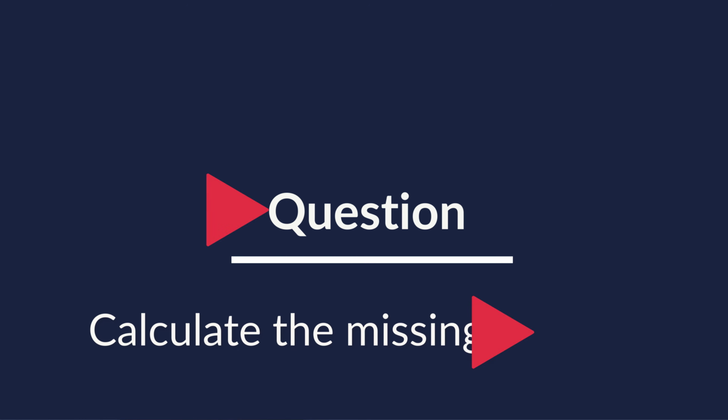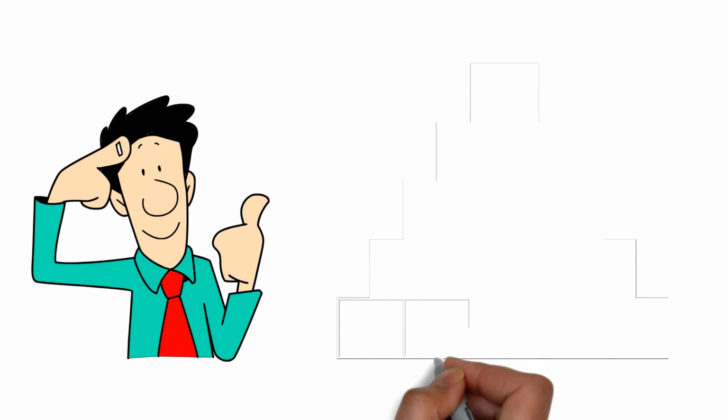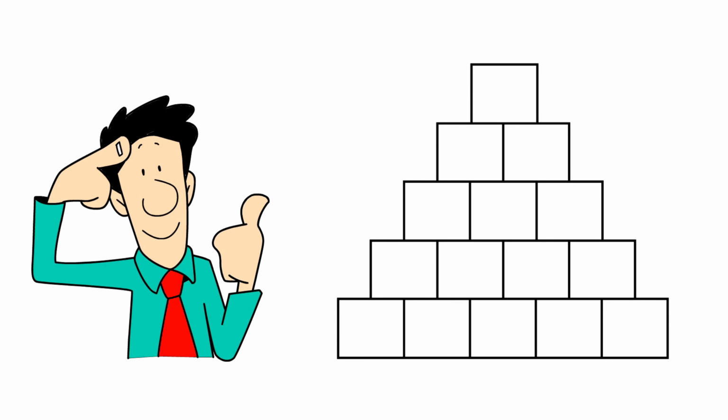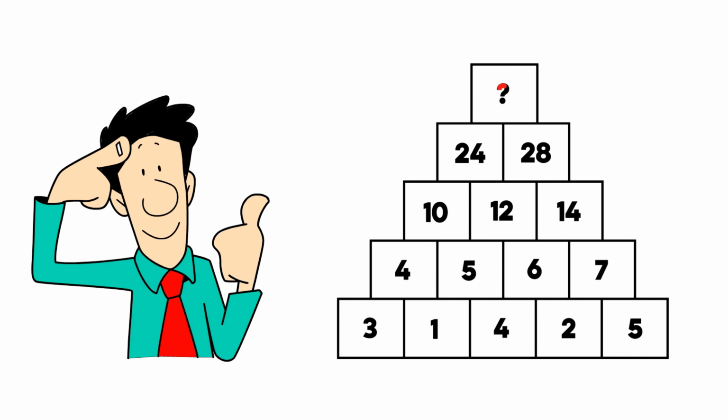Here's one of my favorite questions, and it is my favorite because it is so unusual. You are presented with a pyramid. The pyramid contains 5 different layers. If we go from top to bottom, you have a question mark. This is the number that you need to uncover.